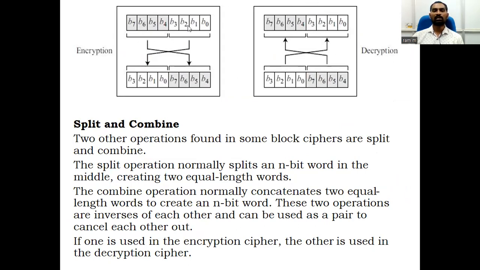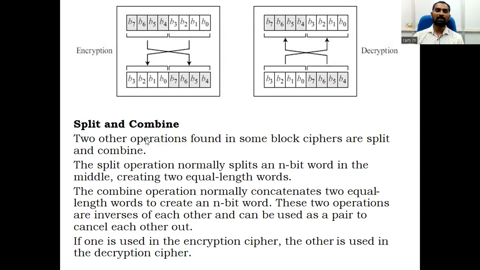The left half is moved to the right, and the right half is moved to the left. In the decryption phase, the right part is made the left part, and the left part is made the right part. Simply a swap operation. Here we are dividing it in n by 2. At the receiver side, the right part is mapped to the left part, and the left part is mapped to the right. This is what happens in the swap.